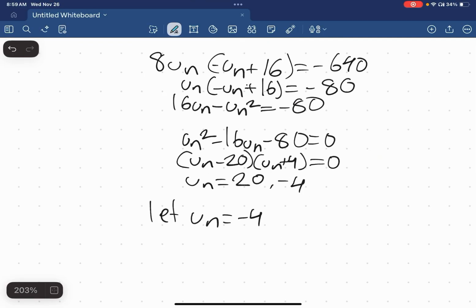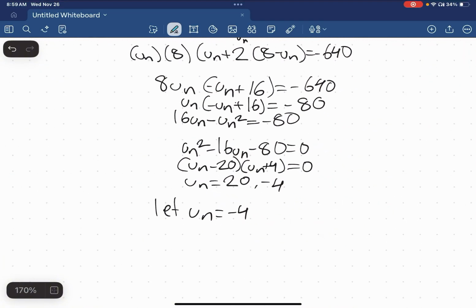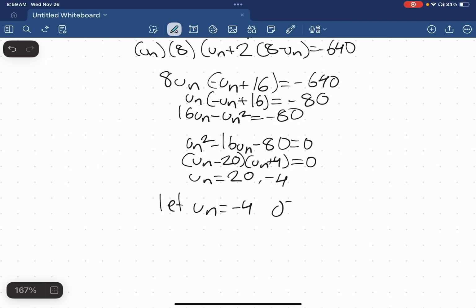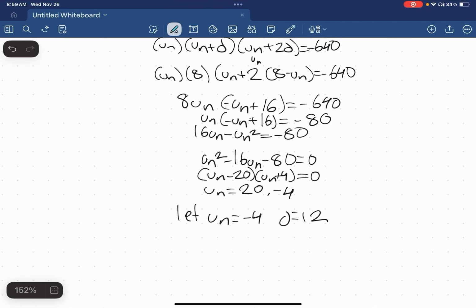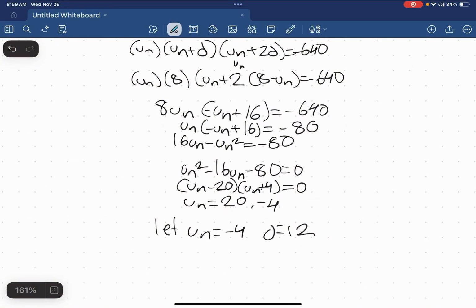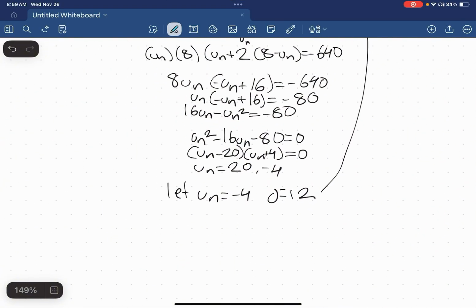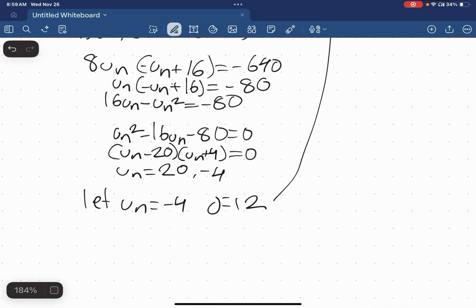So let's let un equal negative 4. If this were the case, that would mean that d equals 12. And the reason I'm saying that is because, where's the equation? Oh, it's far. If we plug this back into here, we get d is equal to 8 plus 4, which is equal to 12. And that would mean the numbers end up being negative 4, which is un, then plus 12, 8, and then plus 12 again, 20.